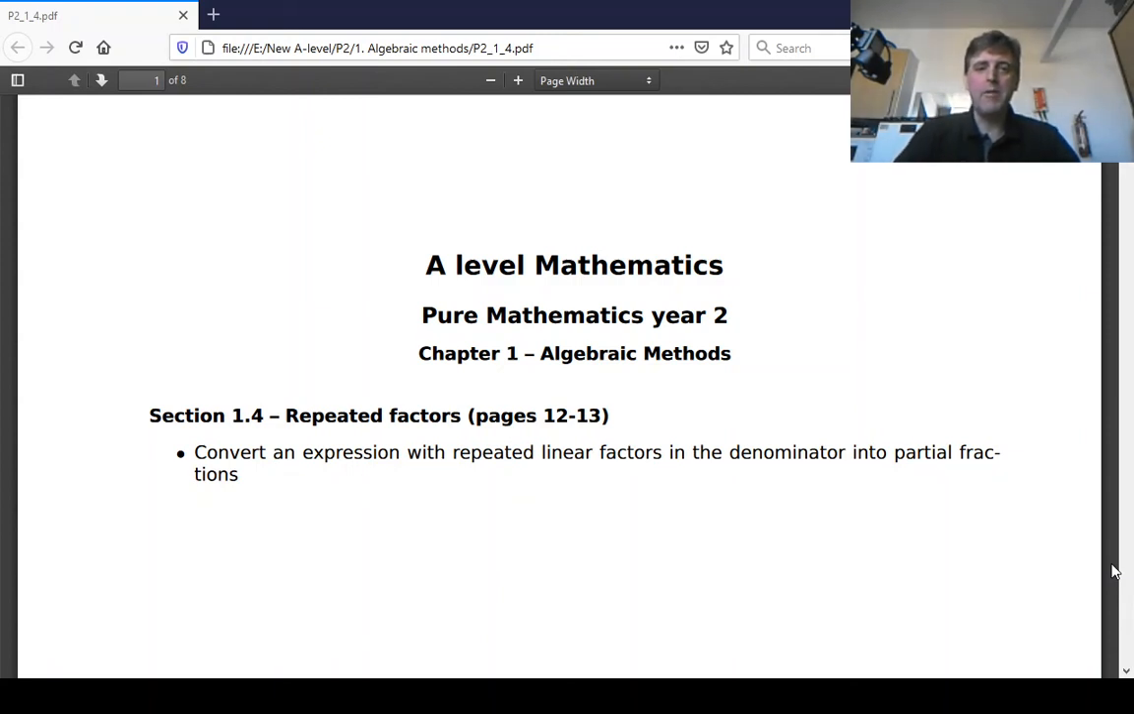Hello again, here's another A-level maths video. We're in the pure maths year 2 content and we're looking at section 1.4 of the textbook, continuing the work on partial fractions, but this time we're going to extend what we did in the last section of the book to deal with when we have repeated factors in the denominator.